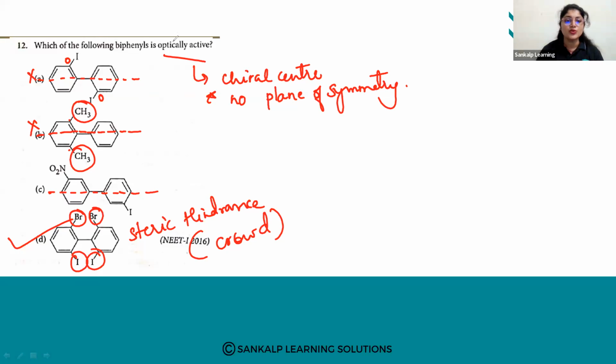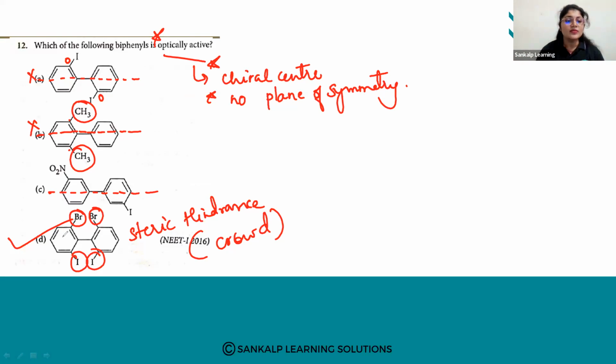Whenever you want to check if a particular compound is optically active, you have to see for a chiral center, and there should be no plane of symmetry. In all the other three, you can see there is a plane of symmetry. If a plane of symmetry is there, one half of the molecule is equal to the other half.